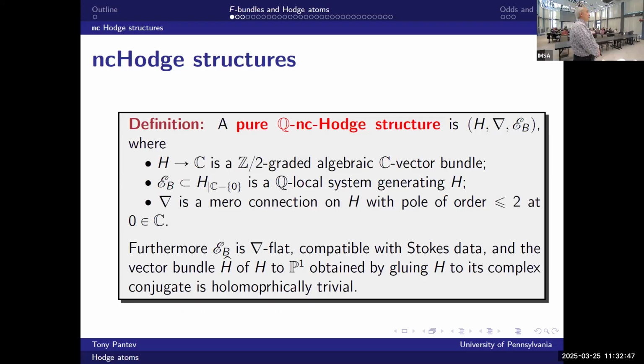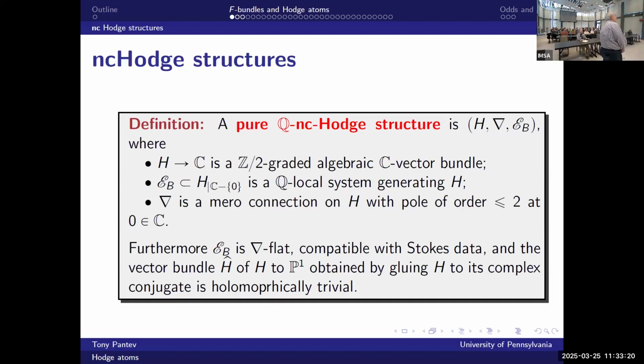There is a local system of Q vector spaces contained in that vector bundle and generating it over the function line. And then there is a meromorphic flat connection, which has a pole of order at most 2 at the origin. And then there is some compatibility between this data. The local system is flat, and it's compatible with Stokes data if the connection has irregular singularity at 0.